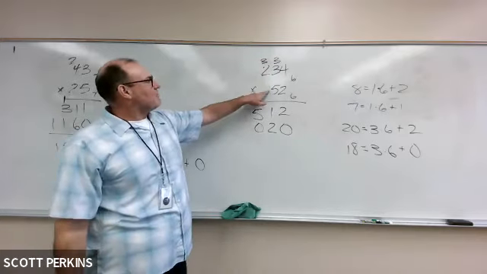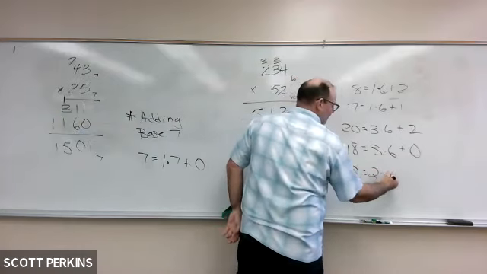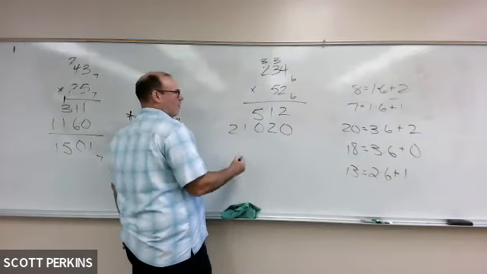And last but not least, 5 times 2 is 10, plus 3 is 13. 13 is 2 full groups of 6 and 1 left over. So 2 full groups of 6, 1 left over.